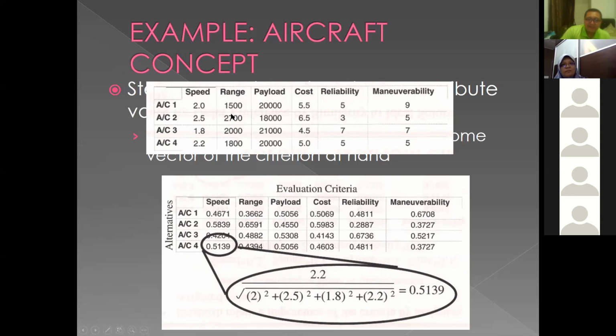Same concept for payload, cost, reliability, and maneuverability. You have to divide by the numbers from the respective column. You cannot use this value for any column. This particular value down here is only applicable for speed. Clear? All right, clear, sir. Okay, I proceed to the next part.